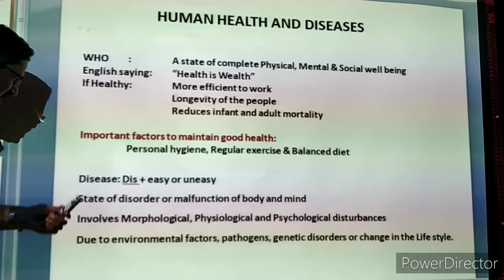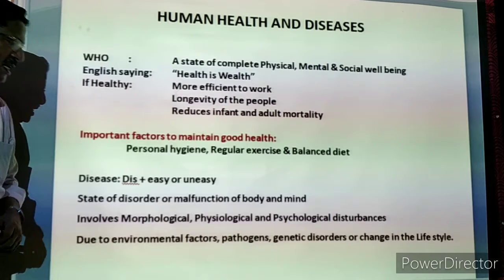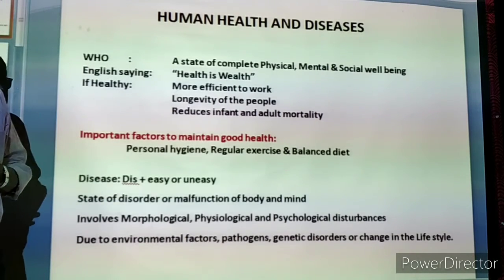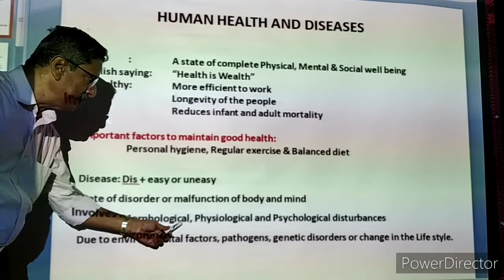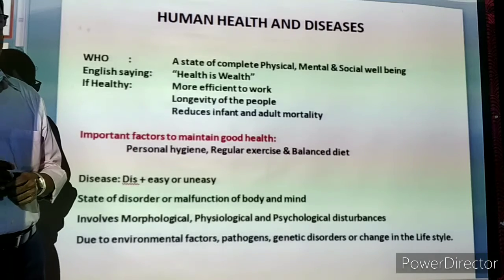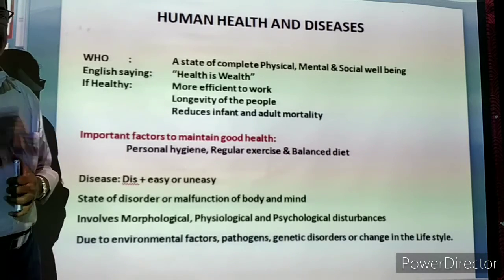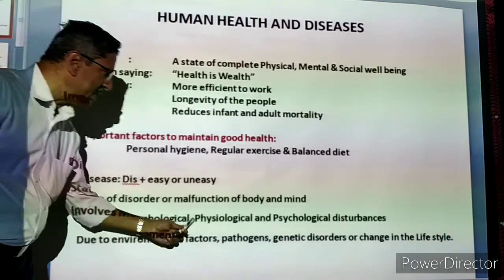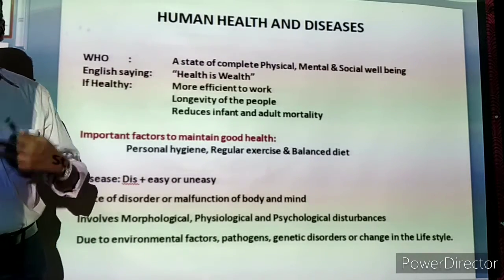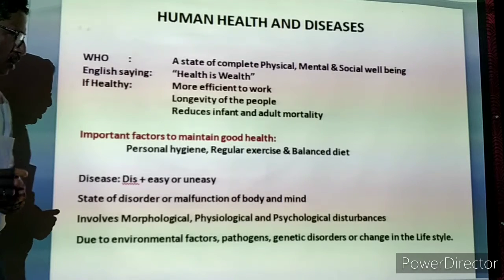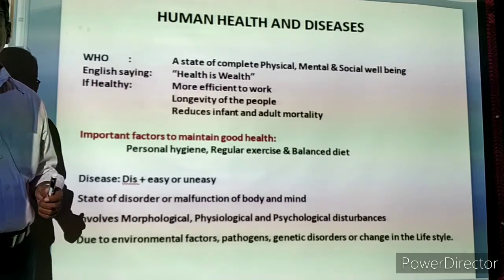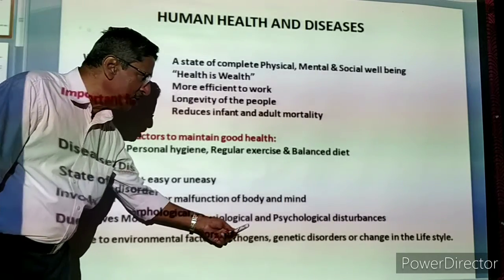So disease means it is a state of disorder or malfunction of body and the mind. Now the disease involves morphological. What is the meaning of morphological? External appearance. External parts of the body. Physiological. Our body has so many organs, and the organs are performing important functions. The functions of the organs we can say physiological. For example, the heart is pumping the blood. Lungs are taking oxygen and giving out carbon dioxide. Kidneys are filtering the waste and eliminating the waste. These are all the functions of various organs, physiological.